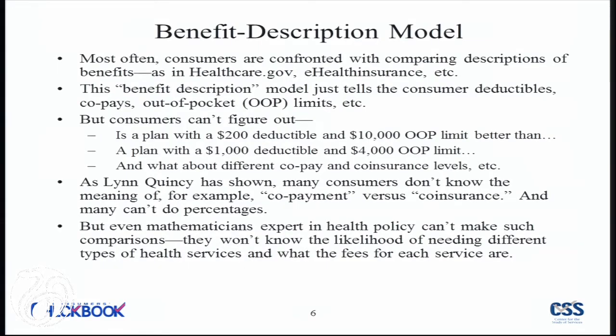But the basic context is most people who are given a choice do it with what we describe as a benefit description model, which just tells the consumer the deductibles, the co-pays, the out-of-pocket limits, et cetera. But consumers can't figure out, is a plan with a $200 deductible and a $10,000 out-of-pocket limit better than a plan with a much higher deductible, a $1,000 deductible, and a $4,000, much lower out-of-pocket limit? What about different co-pays, co-insurance levels, et cetera?